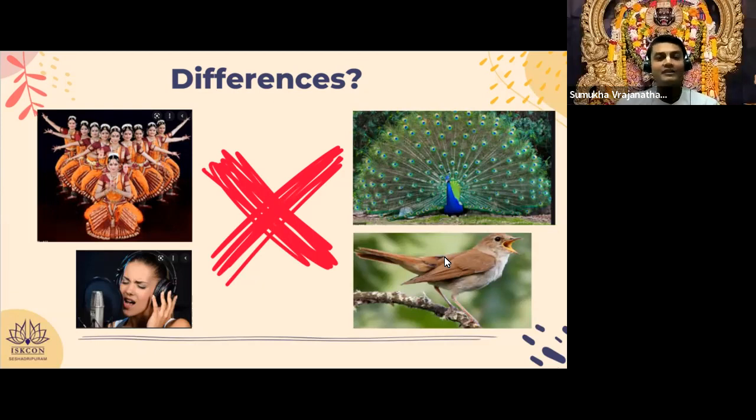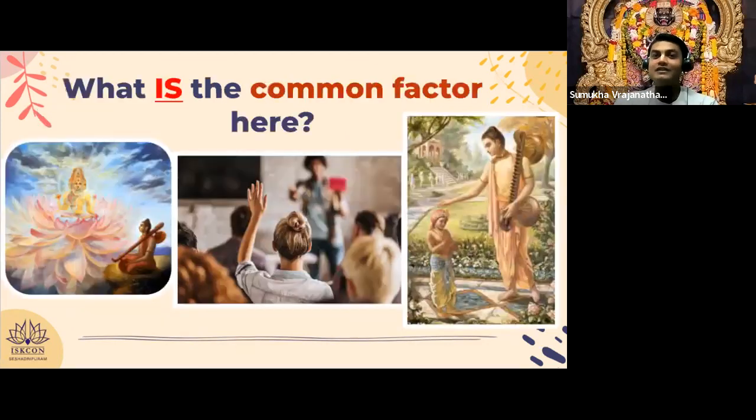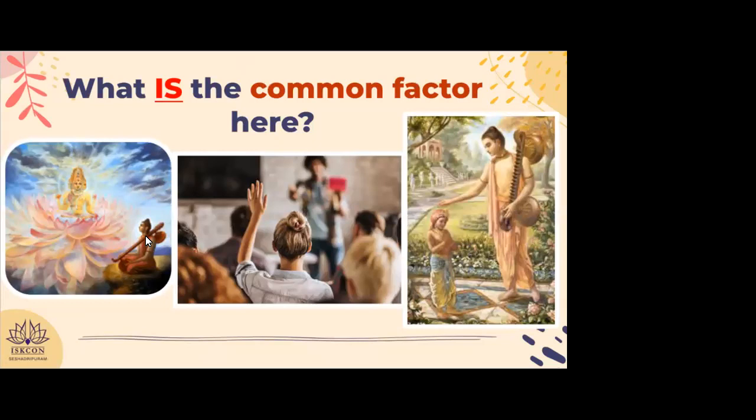Yashika Mataji says humans have rules and regulations, but animals don't. Yes, this is a valid point. Let's see what is the difference, and what Srila Prabhupada and the Shastra say. What is the common factor you are able to see in this picture? Can somebody say? Anyone has a guru.